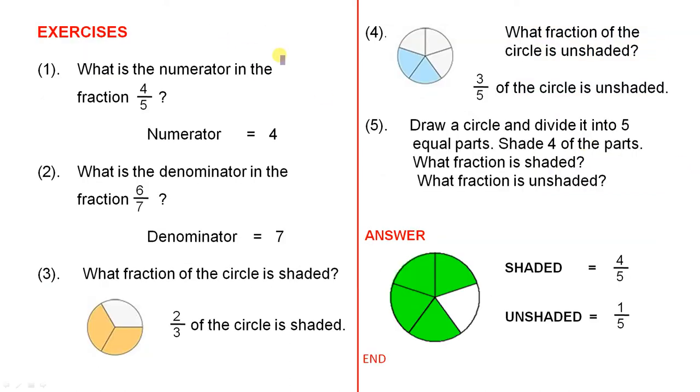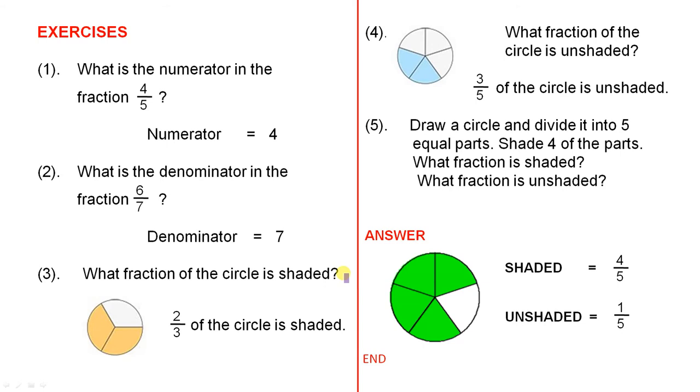Let's look at some simple exercises. What is the numerator in the fraction 4/5? If we remember from the previous slide, the numerator was on top, so that is 4. What is the denominator in the fraction 6/7? We saw in the previous slide that the denominator was on the bottom, or underneath, so the denominator is 7.